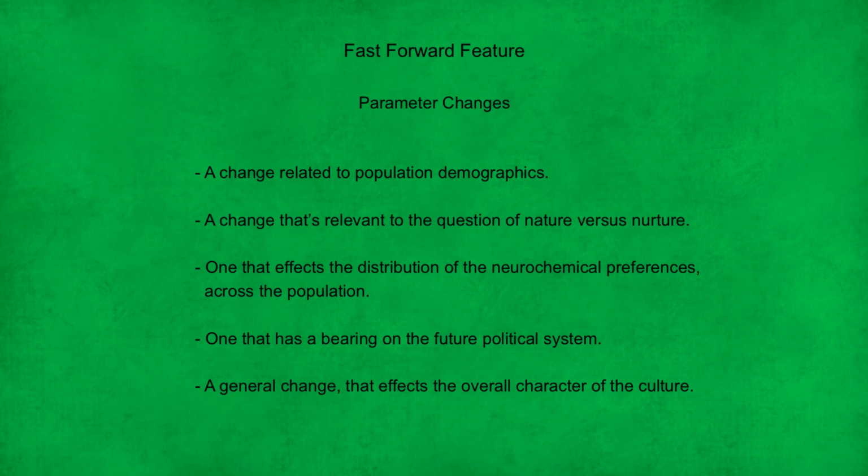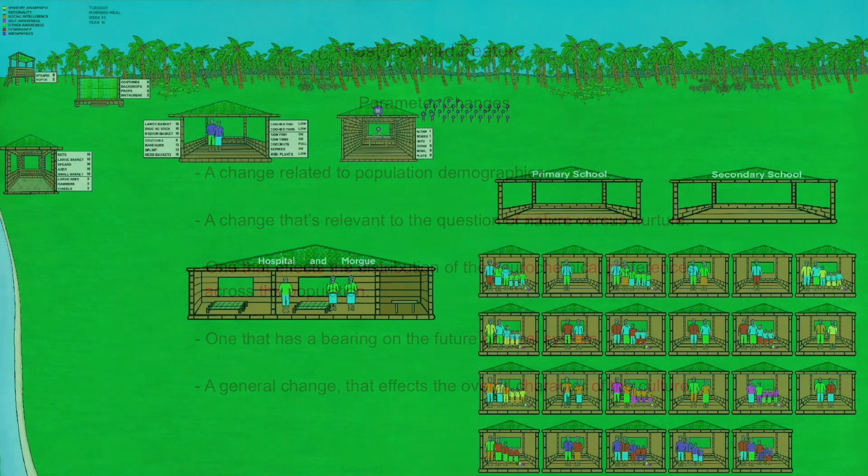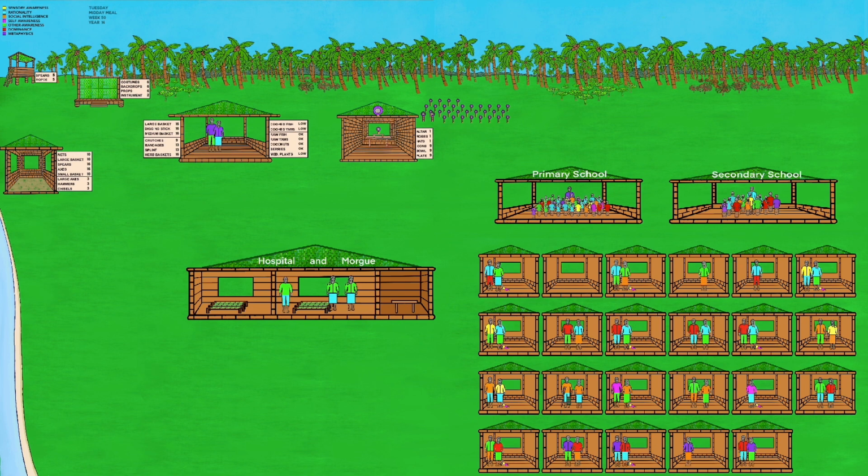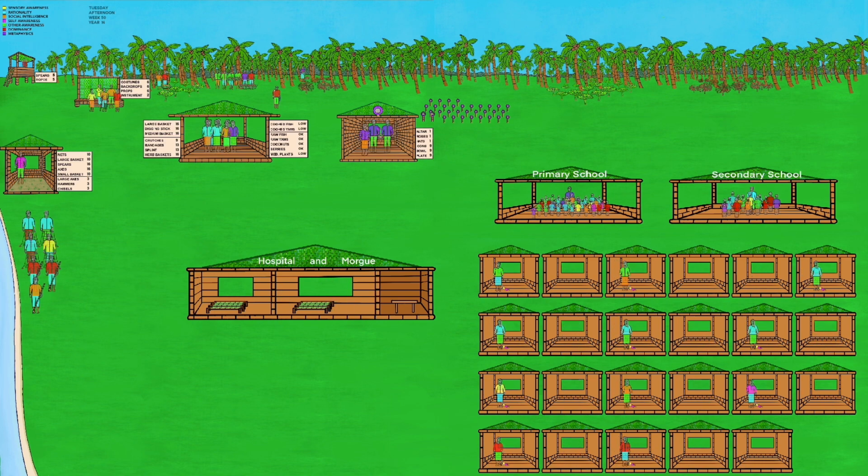All of these types of inquiry and analysis will be possible in future stages, thanks to the use of fast forward. So this new feature of the simulation will be an essential future analytical tool. Overall then, good progress has been made in this stage too. We now have biological and cultural reproduction of the population, and the means by which to analyze changes to them over long periods of time.